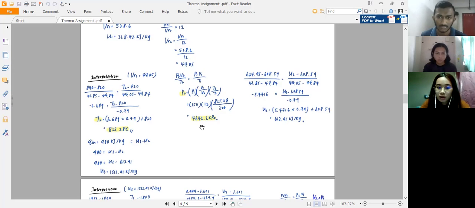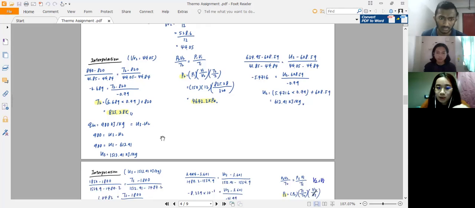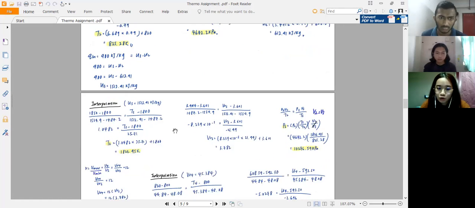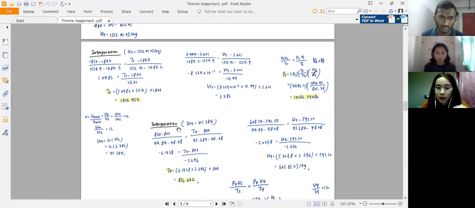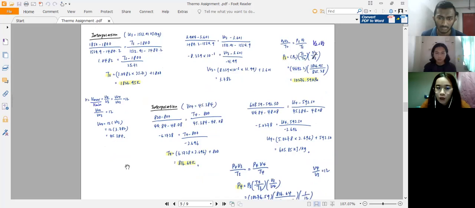And then we know that the Qin is equal to 900 kilojoule per kilogram. And then Qin is also equal to u3 minus u2. So we obtain this formula in which 900 is equal to u3 minus u2. And then we substitute the u2 value inside and we obtain that the u3 is equal to 1512.91 kilojoule per kilogram. So we use this u3 to make interpolations, and then we obtain that the T3 is equal to 1826.95 K, and then the vr3 is equal to 3.782.